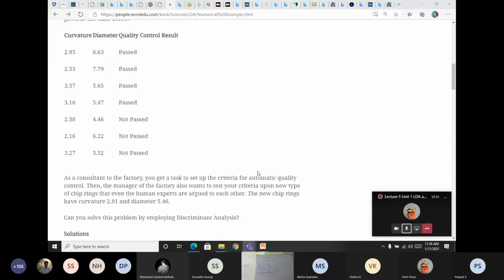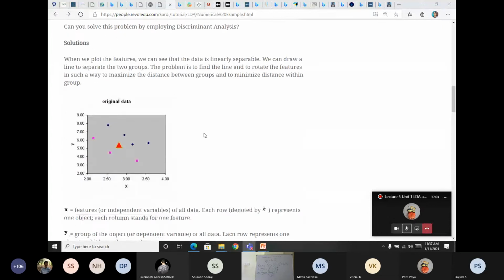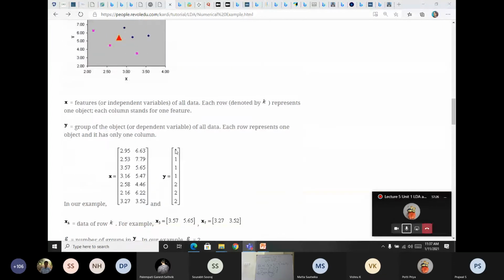Okay, so given this new data, to which category does a bolt with this curvature and diameter belong? Will it pass the quality check or not? That is the question. So given the two column data, we are calling it X, and then the quality information, pass or fail, 1 and 2, is mentioned here. So totally there are 7 records. The first 4 records belong to the pass category. The last 3 records belong to the fail category.